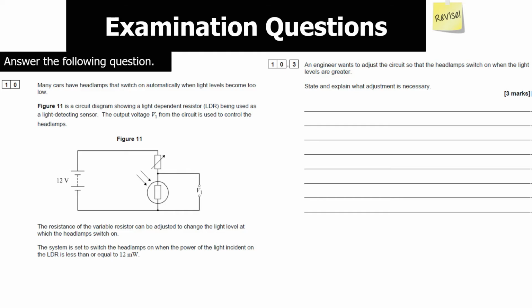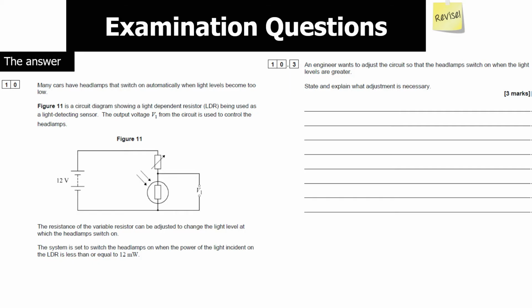Now the next question says, an engineer wants to adjust the circuit so that the headlamps switch on when the light levels are greater. State and explain what adjustment is necessary. So pause the video now, then unpause the video when you want to go through your answer. Again, this is a very common exam style question where you need to explain what's going to happen in experimental setups based on your understanding of physics.